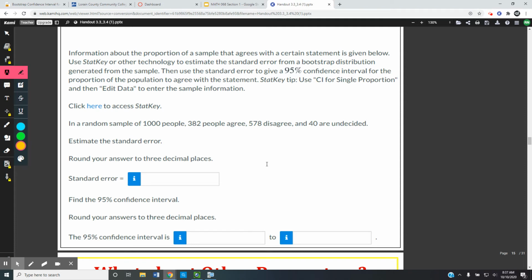Estimate the standard error. Round your answer to 3 decimal places. Okay, so first of all, it gives you a couple hints, and you always want to read the hints if you need to. First of all, it tells you use StatKey CI for single proportion. Well, it has to be a single proportion because we're talking about a certain number of people out of a certain number of people. And right now we're interested in 382 out of 1,000.